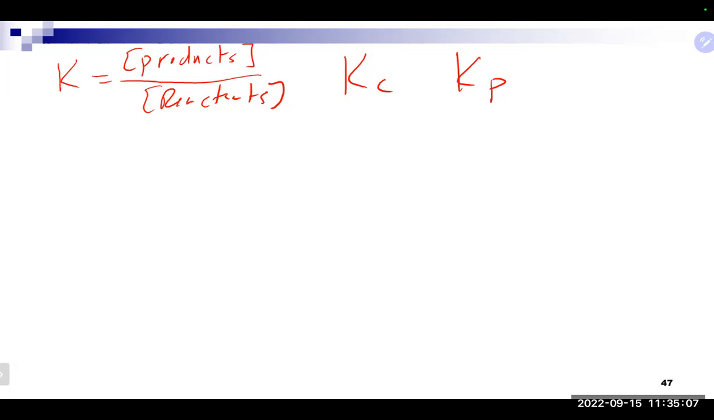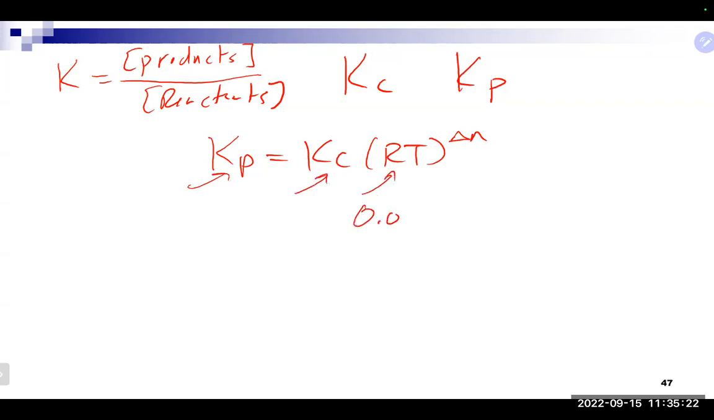There's a relationship that we used a couple of times in some of those examples to go between these two. And again, it looks something like this. That's our Kp value. That's our Kc value. Once again, that is the gas constant, and that is our temperature in Kelvin.